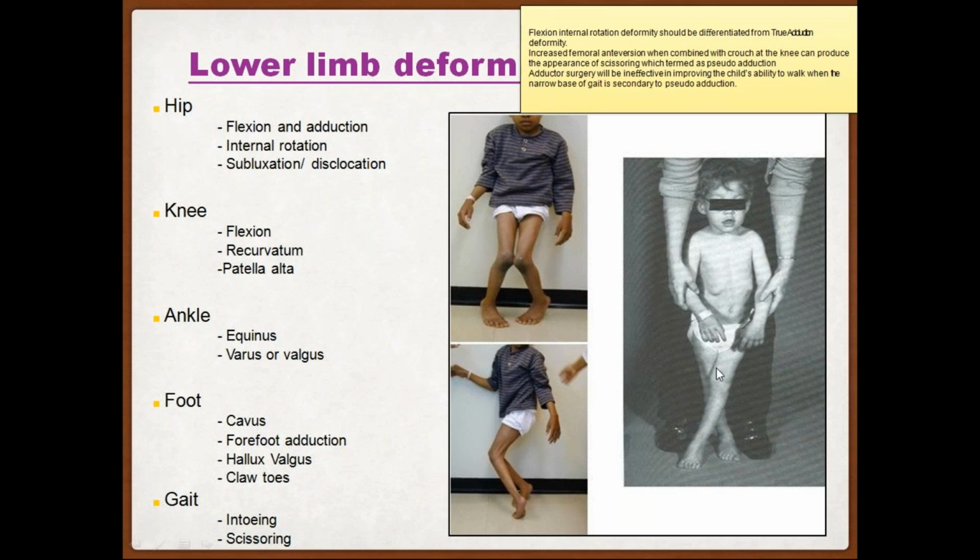This scissoring gait comes due to adductor spasm, because these adductors are very spastic. What happens? The hip cannot abduct, therefore there will be scissoring gait. This is known as scissoring gait.